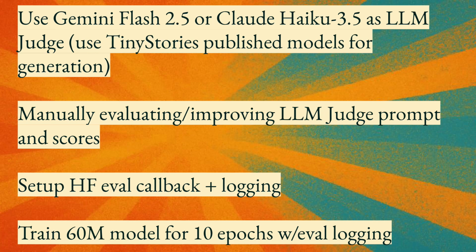I'm going to generate stories using the already published TinyStories models. The 1 million, 8 million, 28 million, and 33 million parameter models, in that increasing order, should give me increasingly better stories in terms of scores. I'm going to manually evaluate maybe 100 or 200 stories, then use the LLM judge, do a comparison, and then iterate on the prompt that I'm giving it.